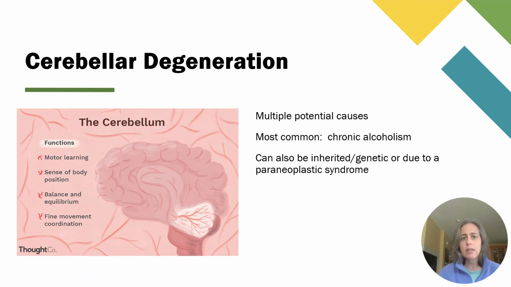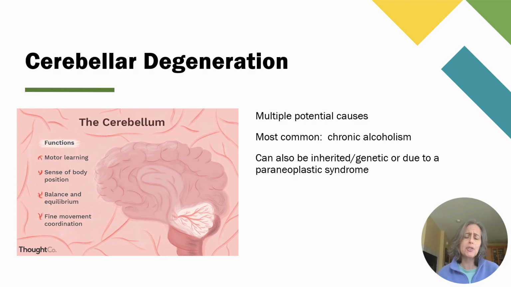The last condition I want to talk about when we talk about disorders of modulators is problems with the cerebellum. Now, there are many potential causes of problems with the cerebellum. There are some genetic and inherited disorders. You can have a stroke to the cerebellum. You can have injuries to the cerebellum. One of the most common causes is chronic alcoholism, because that can lead to deficiencies in certain vitamins, which then ends up causing problems in the cerebellum.